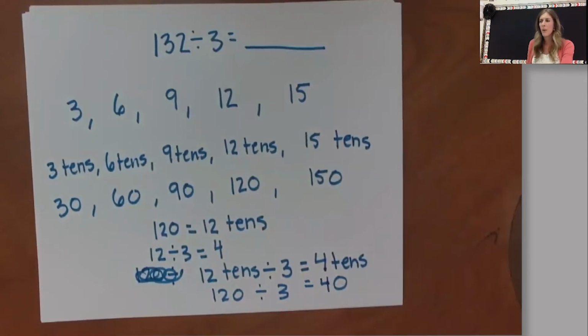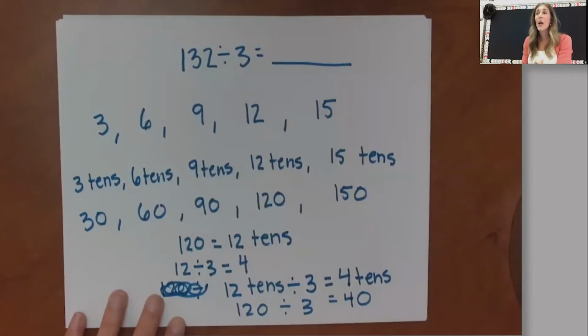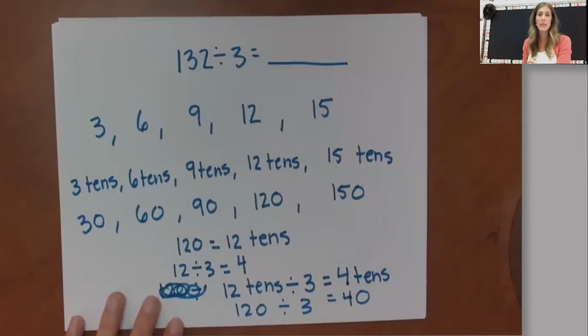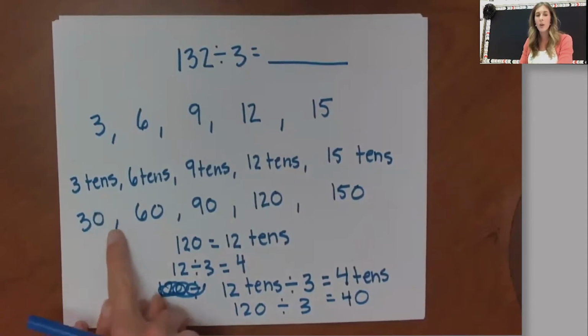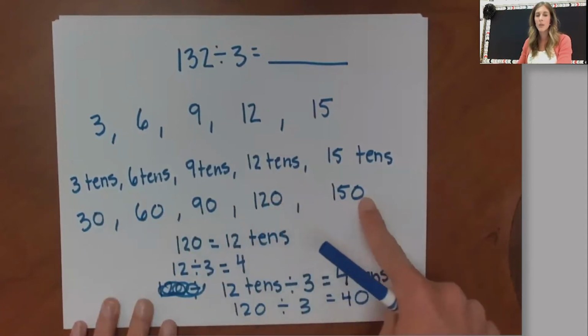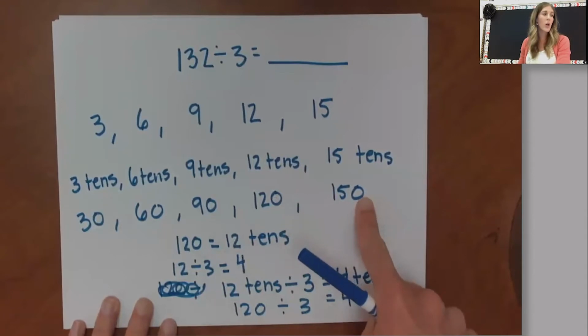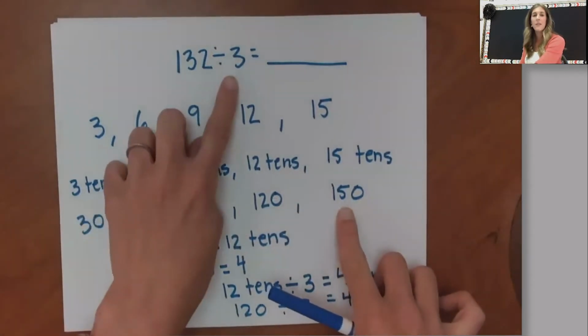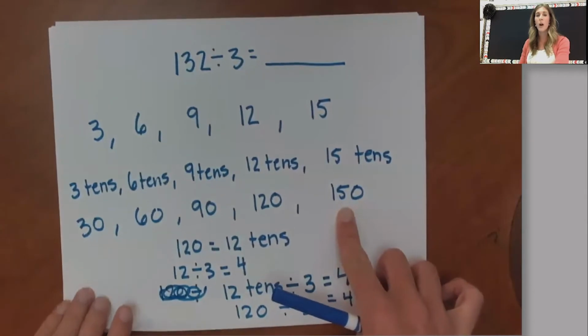Now, remember that since an estimate doesn't have to be exact, there can be more than one estimate for a problem. Is there another number that will easily divide by 3 in our list of numbers that would give us a different estimate? So let's go back and look at our list of compatible numbers. What's another one that could work for our estimate? Very good. 150 is a compatible number. It's easily divisible by 3 that we could use for our estimate. So let's take a look at that.